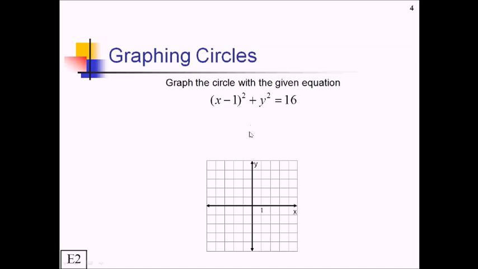All right, so for the center, we've got 1, 0. For the radius, we've got square root of 16, so 4. And let's just graph 1, 0. There we go. And then radius of 4. So we're going 4 up, 4 right, 4 down, 4 left, and connect the dots. There we are.